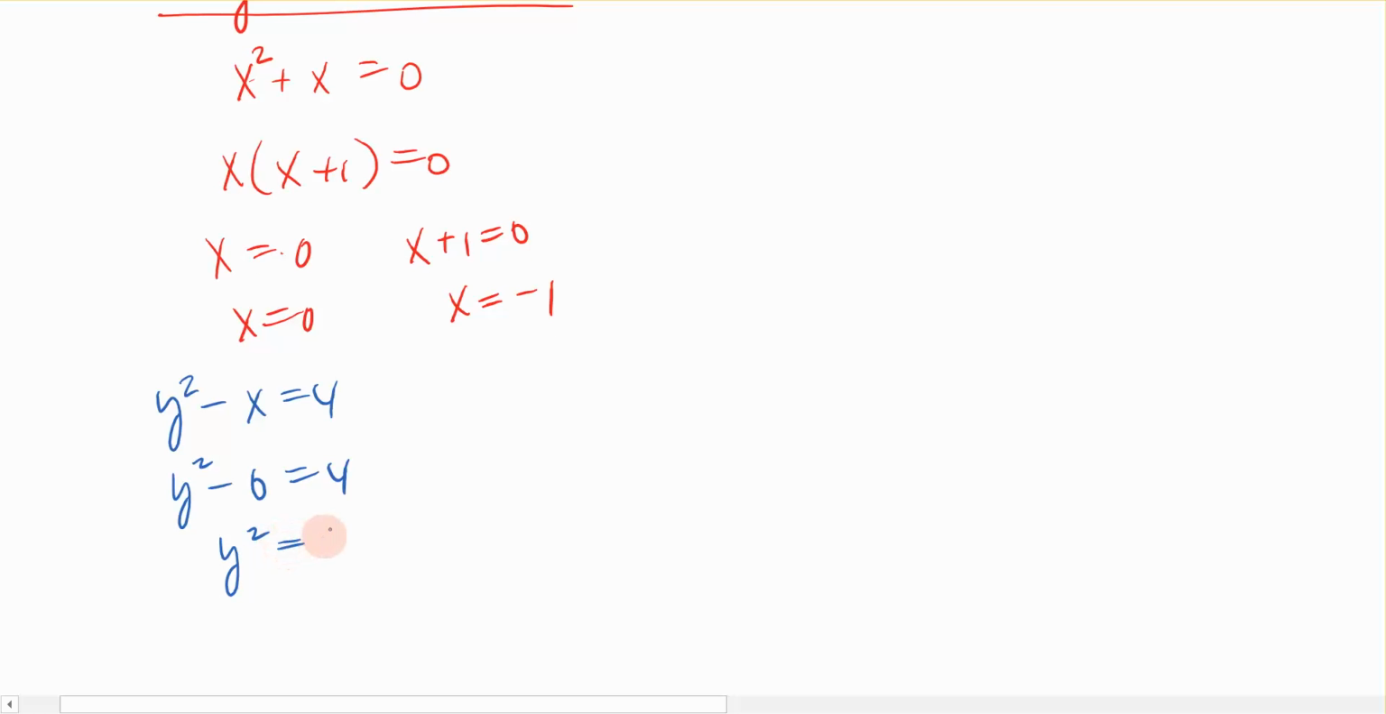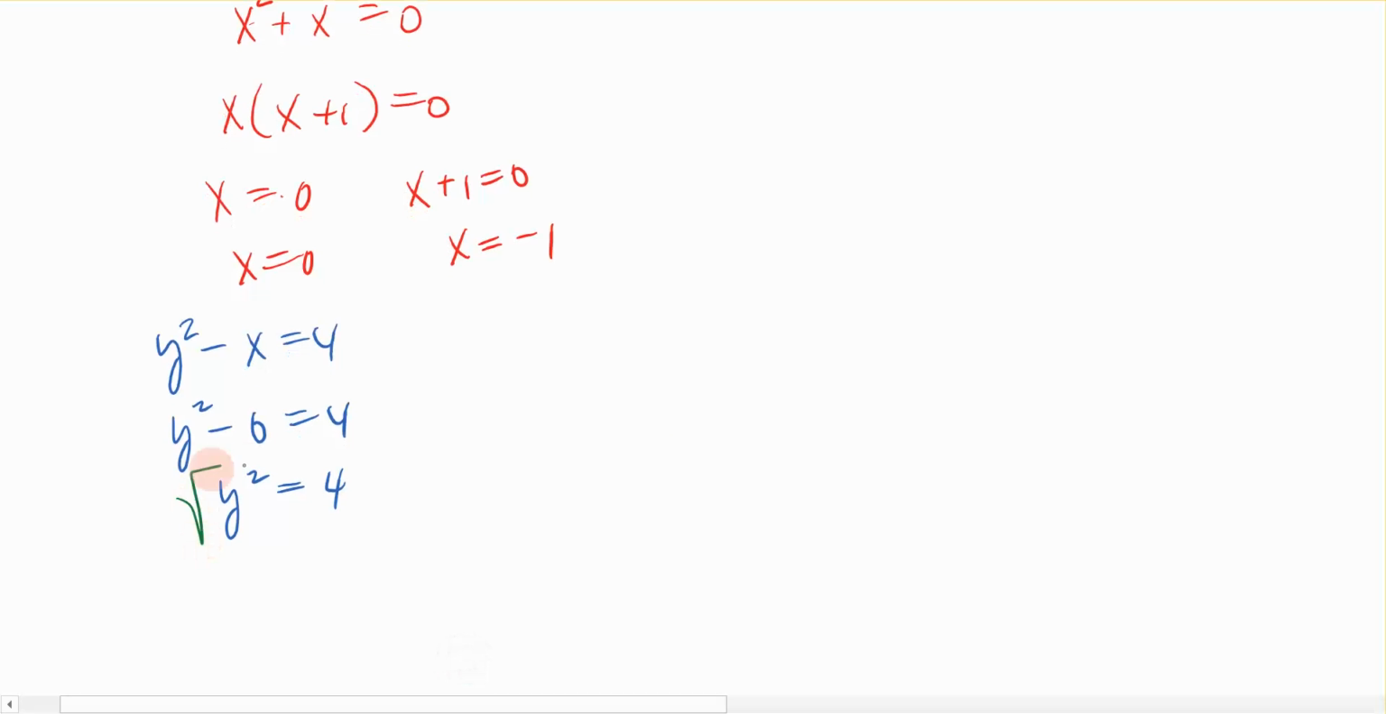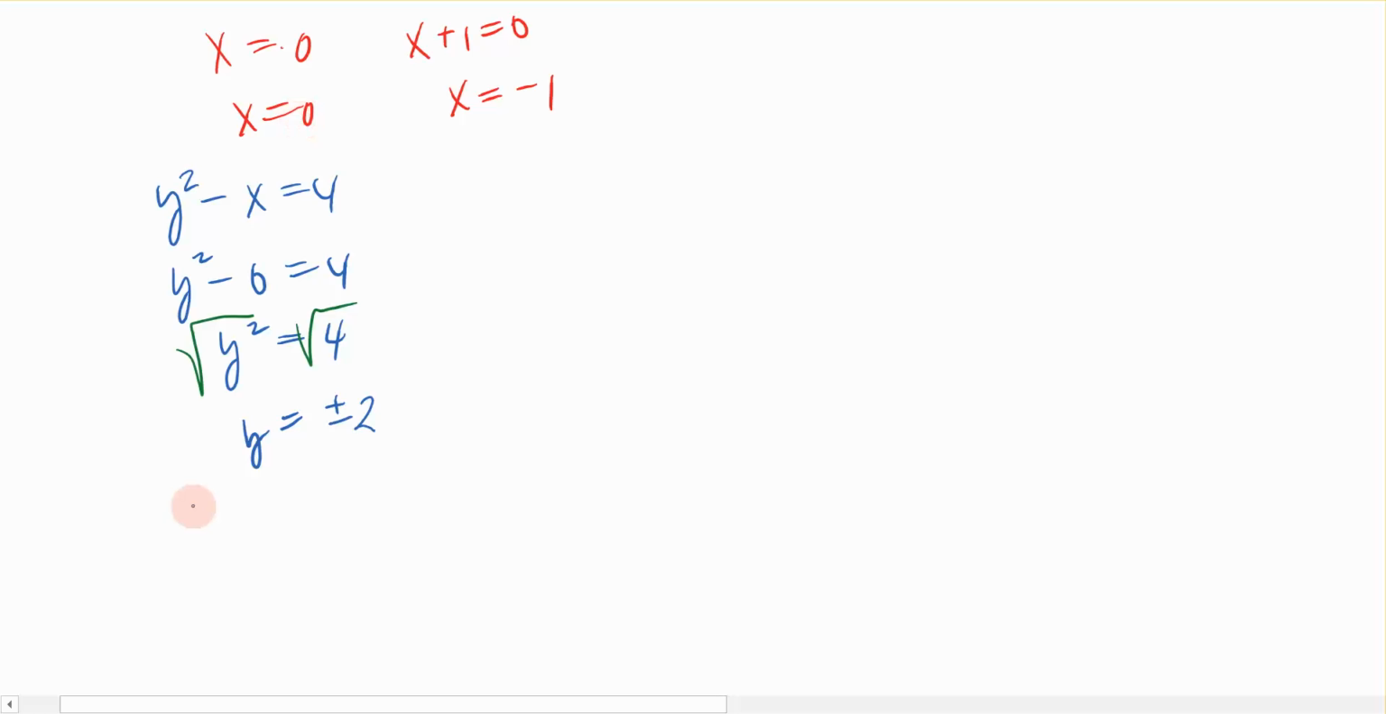Y squared would be equal to 4, and when I take the square root of both sides, I find out that y is equal to plus or minus 2. Remember, if I take the square root of a number, I get a positive and a negative value. That says when x is equal to 0, y is equal to a positive 2, and when x is equal to 0, y is equal to a -2.